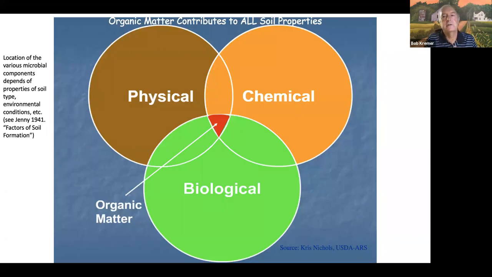So when we're considering the soil microbiome in the soil environment, we've got to remember that those microorganisms are interacting with the other components of soil, the physical properties, the sand, silt, and clay, the chemicals in the soil for transformation into usable nutrients, obviously the biological. And the key component here that is produced by the biological component is organic matter. And organic matter or organic carbon affects all properties of soil, physical and chemical. So the location of these components will depend on the properties of the soil type.